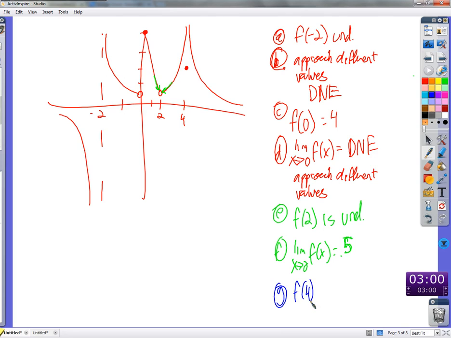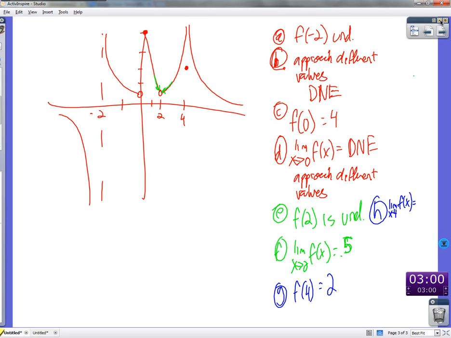f of 4. What's f of 4? It's like 2. That's what the function is actually worth at 2. And here comes h. h is the limit as x approaches 4. What could we say? Depends on how you want to say it. If I said it is equal to, what would it be equal to? We have numbers now. Infinity. But that's really just a way of communicating that the actual technical limit does not exist. To say that it equals infinity is to say that it does not exist and to kind of give a reason. It just keeps on going towards infinity.